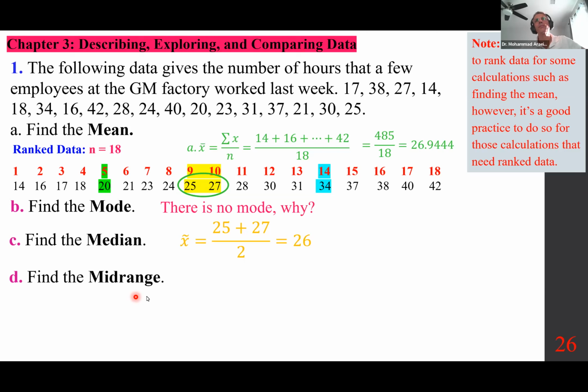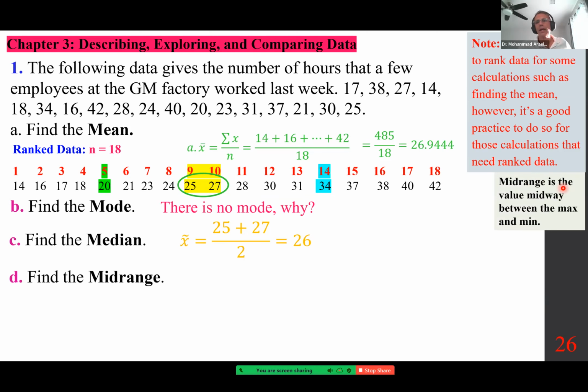Find the mid-range. The mid-range is defined as the value midway between the max and min, which means you're going to add up the minimum value and the maximum value and divide by 2. Again, you see why it's important to rank the data. So we add up these two numbers and divide by 2. Mid-range for this one is 28.